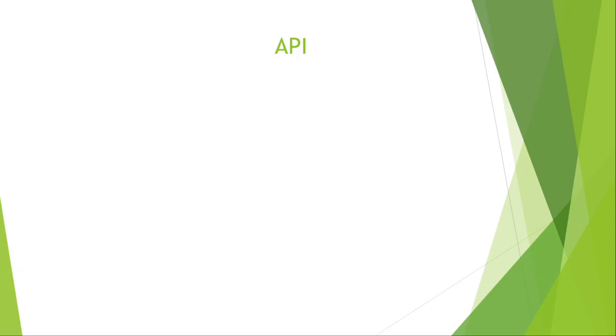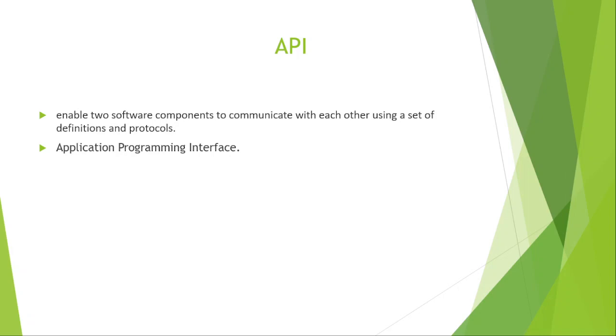Hello everyone, let's understand what is API in this lecture. API stands for application programming interface. Now, if you're talking about some definitions, it enables two software components to communicate with each other using a set of definitions and protocols.